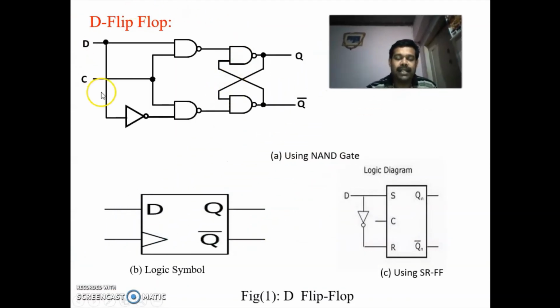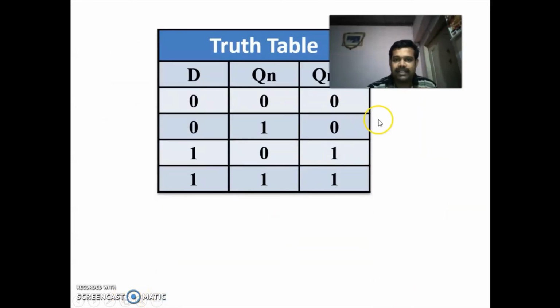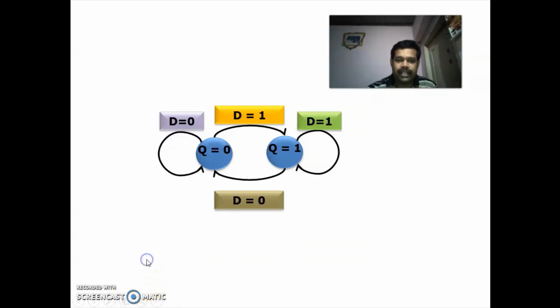Now this is the circuit diagram or logic diagram of D flip flop using NAND gate, and this is the logic symbol. This is nothing but SR flip flop converted to D flip flop. We have introduced an inverter between S and R. Next is the truth table. Already we have studied the truth table.